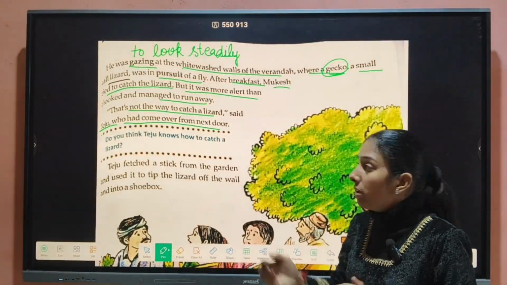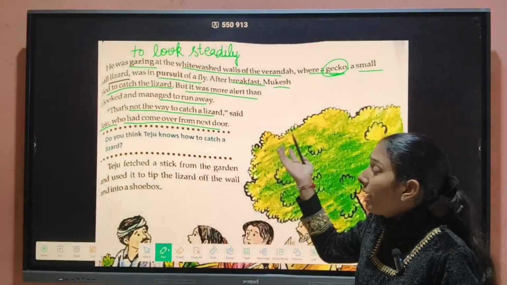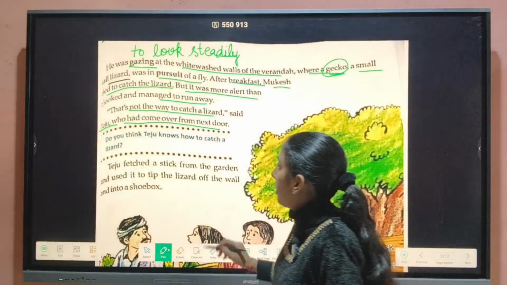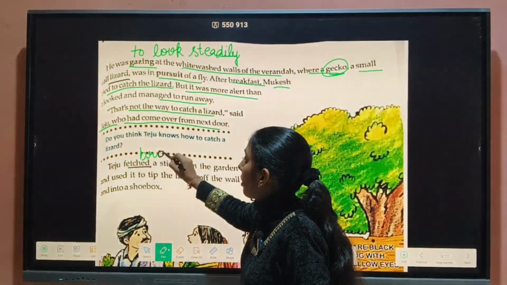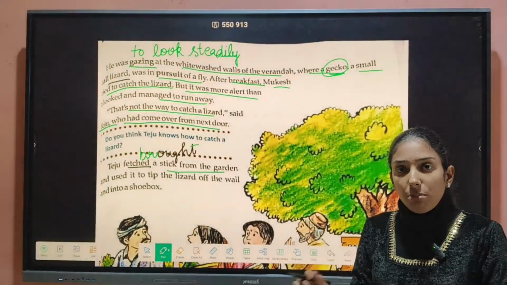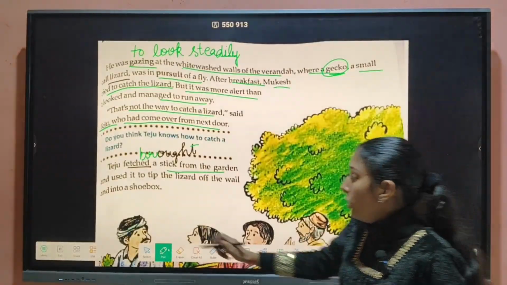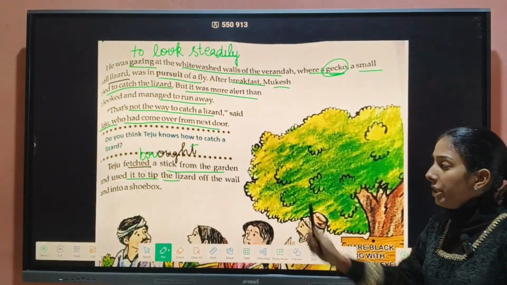From next door, who came? Teju. Now Teju is saying, no, that's not a correct way to catch the lizard. Teju fetched. Fetched means brought. Teju brought a stick from the garden. She brought a stick and used it to tip the lizard off the wall into a shoebox.